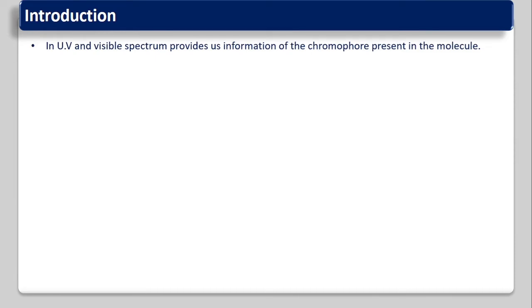So in this way, the UV and visible spectrum gives us information about which chromophores are present in the molecule. How many double bonds are there? How many conjugations are there? Which absorbing functional groups are there? About that, we are getting the information in the case of UV visible radiation spectroscopy.